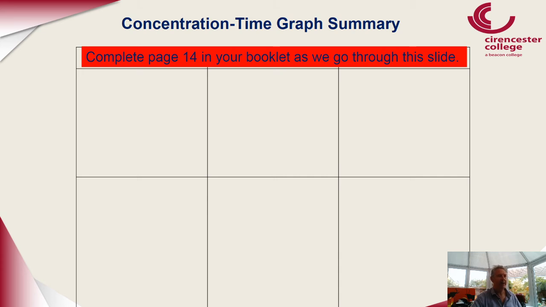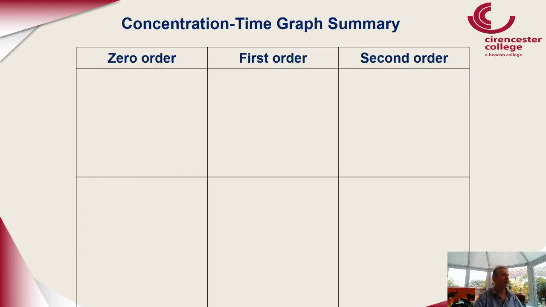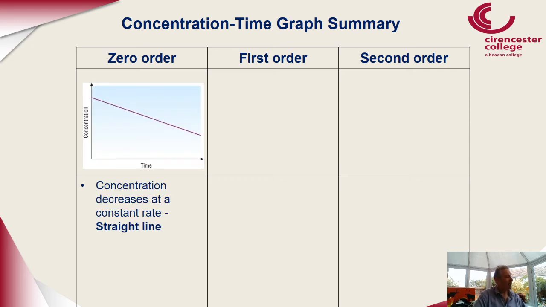The idea is that you complete that in your booklet, and it should end up looking like these pictures here: zero order, first order, second order. For zero order, you should draw a graph like that, which I'll start to show you, and you can add in here. The concentration decreases at a constant rate, a straight line.